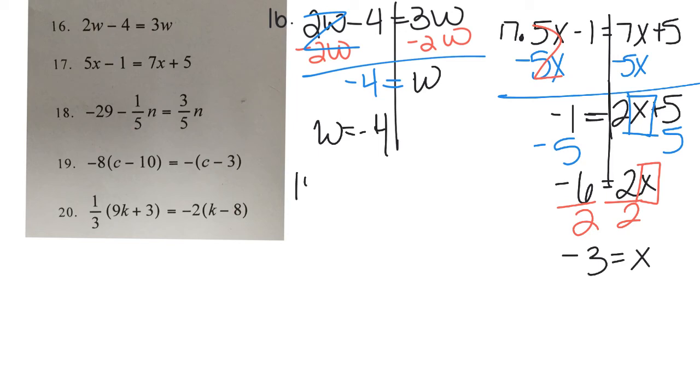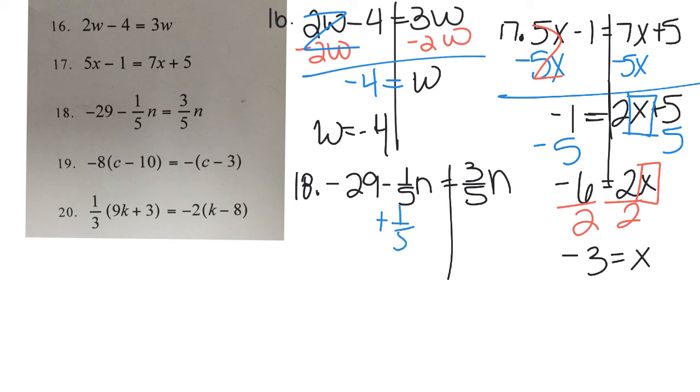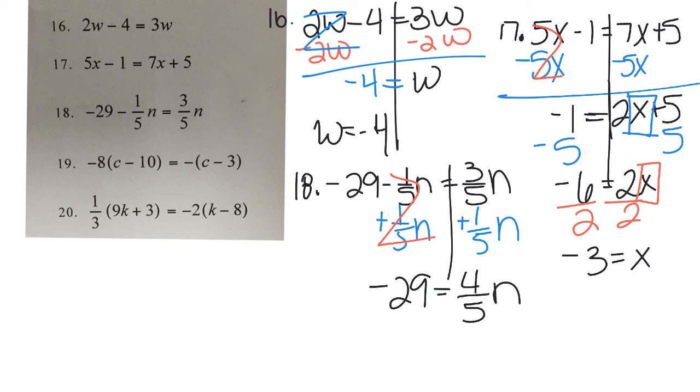Number 18, negative 29 minus 1/5 n equals 3/5 n. So again, I have one side that only has the variable on it, so I want to move the variable to that side. And to do that, I'm going to add 1/5 n. It zeroes out. And 3/5 plus 1/5, the same denominator, so I just add the numerators. Negative 29 equals 4/5 n.